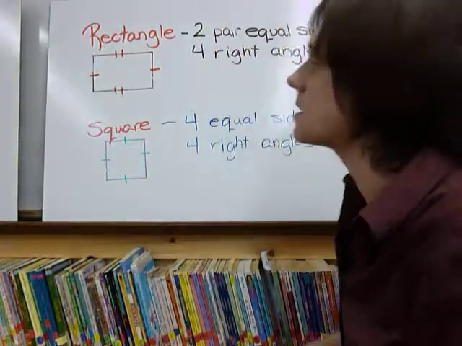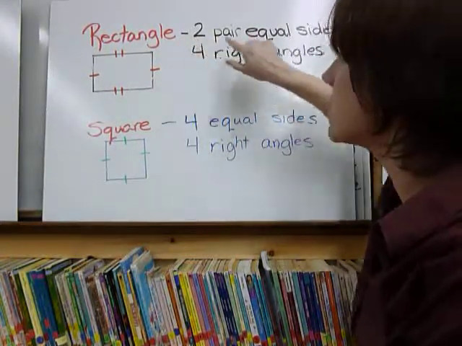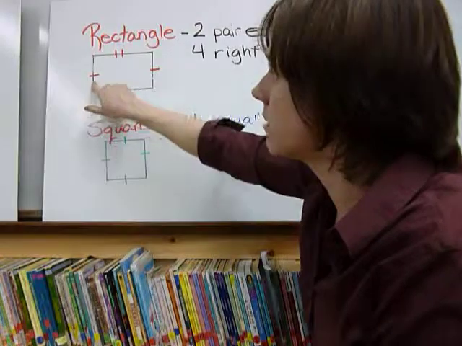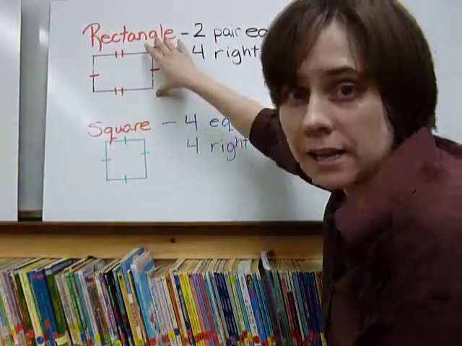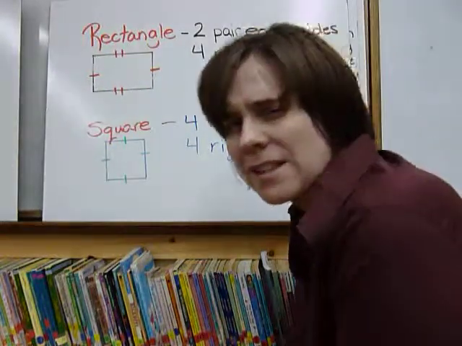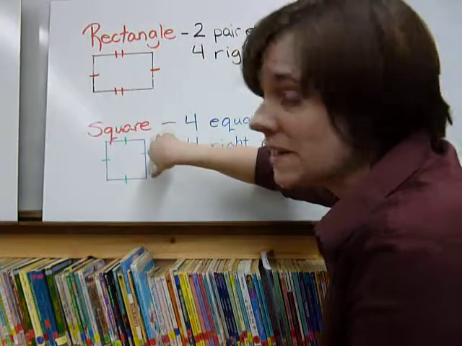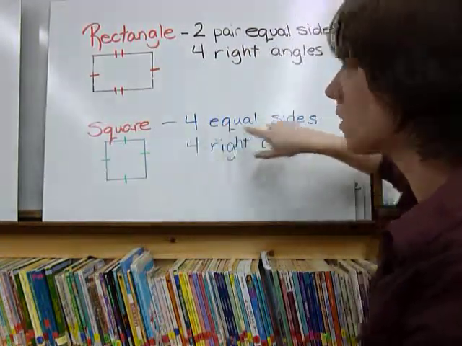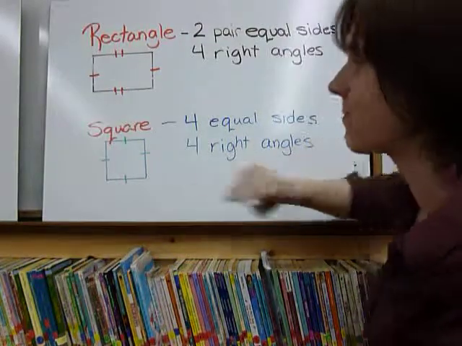So let's watch closely. I have here a rectangle. The definition of a rectangle is that there are 2 pairs of equal sides. I see here I have 2 pairs of equal sides. I also have 4 right angles. Nothing tricky, you've been doing that since very early kindergarten. Squares, those are easy to identify usually too. 4 equal sides and 4 right angles.